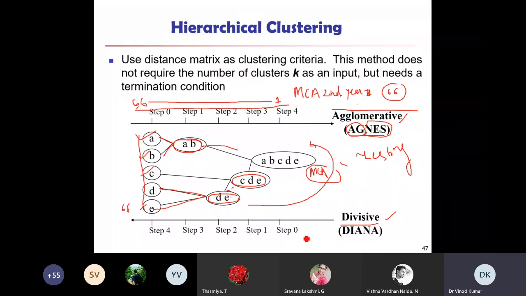The opposite of this is the divisive. So what is this one? We will not go from the bottom. We will go with the top-down approach. In the top-down approach, initially your MCA section is there, so in MCA you have the 66 students as one cluster. Then from the top you try to go down, and you will stop this clustering process when you come up with single elements. So they are just opposite to each other.